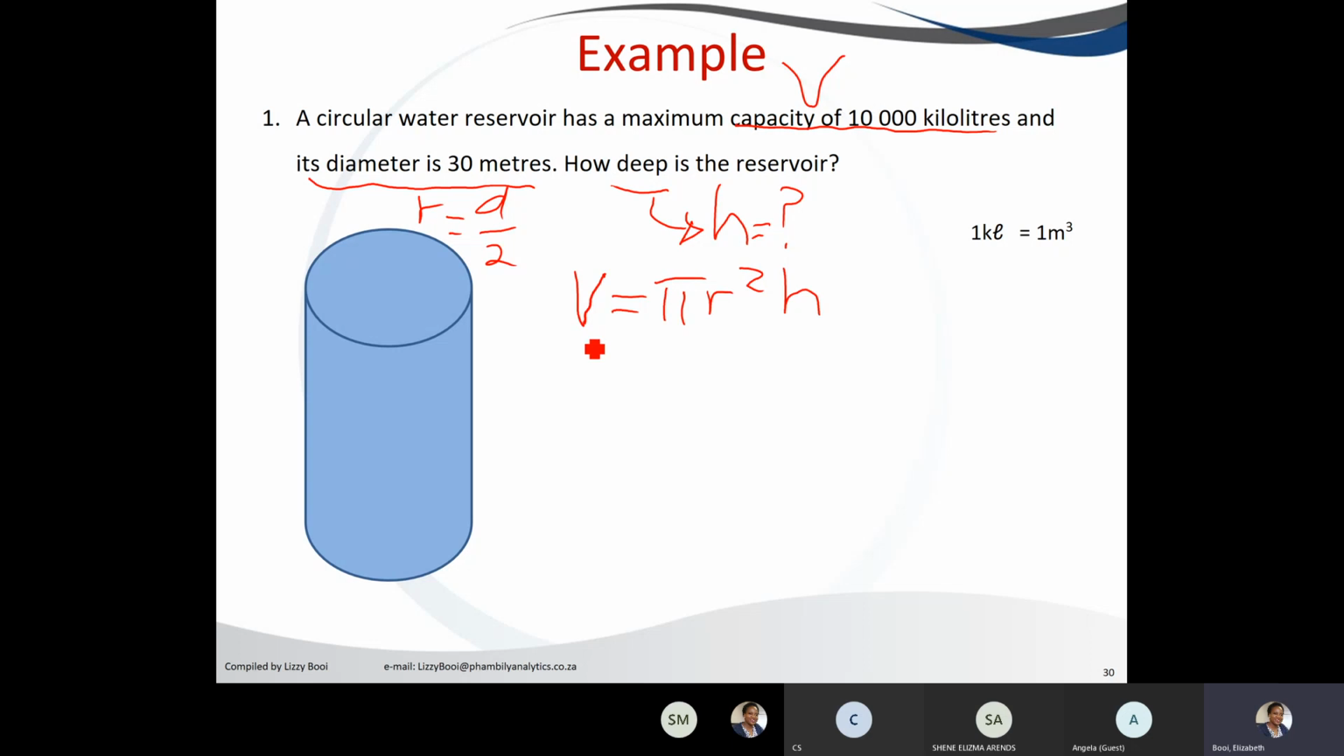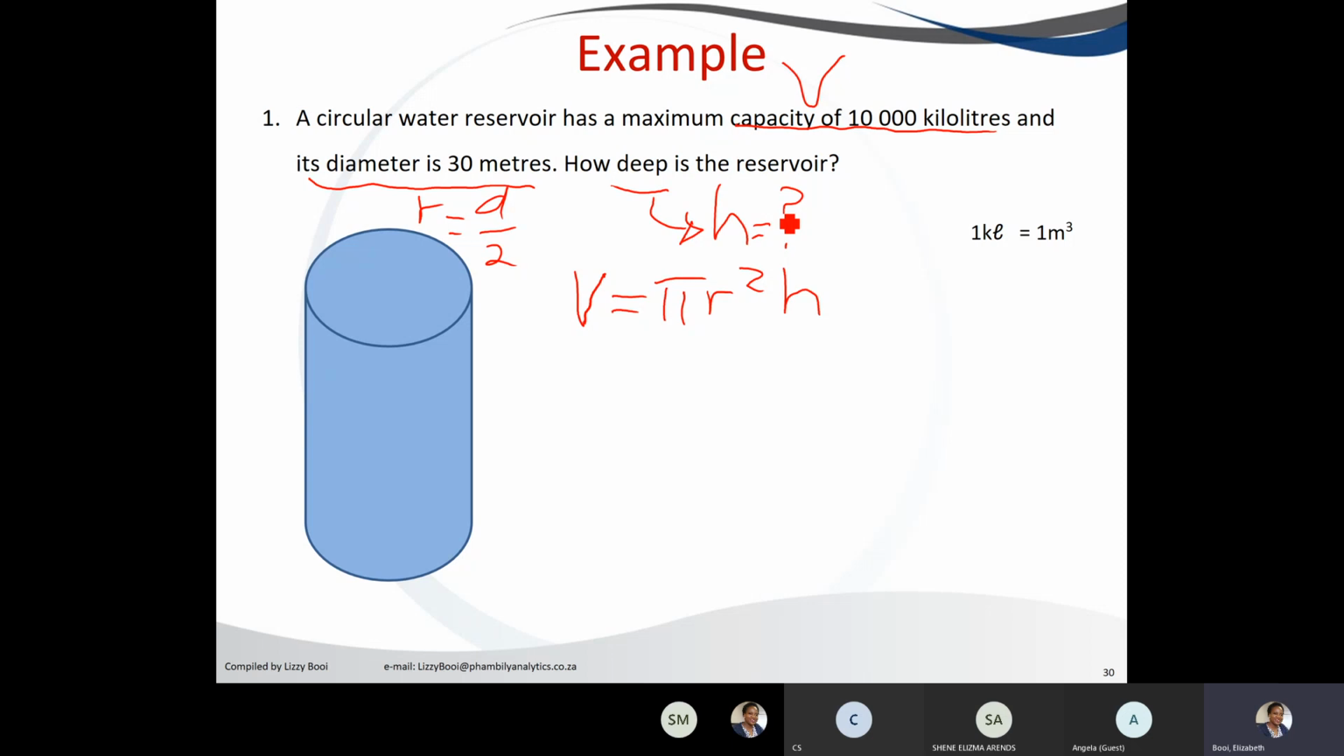Now, since we know what the volume is, they gave the volume to us and they said it is 10,000 kiloliters. They also gave us the diameter, which is 30 meters. So we need to find the radius. We need to convert kiloliters to meters because the height cannot be in liters. It will be in meters because we can use the diameter as a reference. So since we're converting into meters, we need to convert this kiloliter into meter cube.